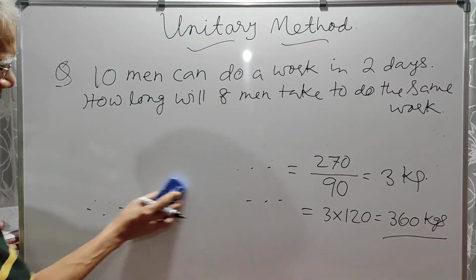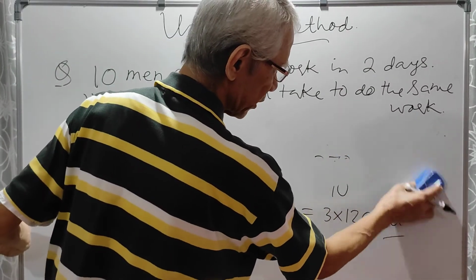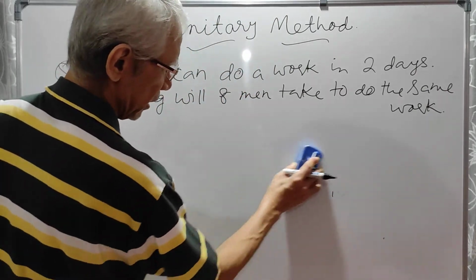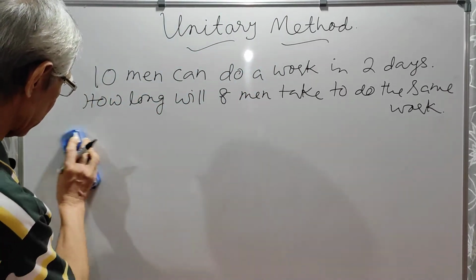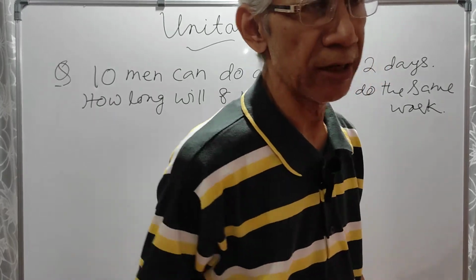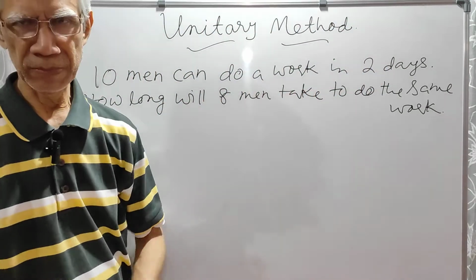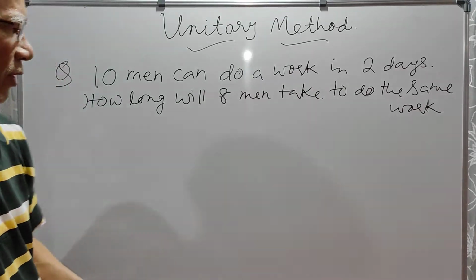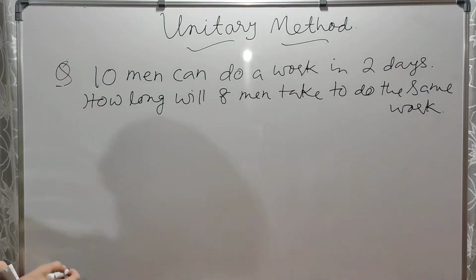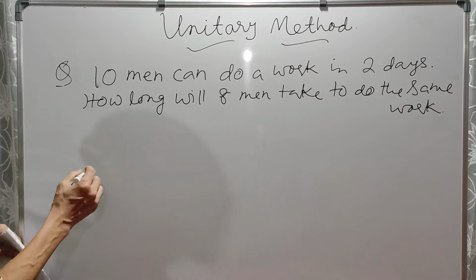So this is a time and work sum. This question is about time and work. Now time and work questions are necessary up to class 10. Up to class 10 maths you require time and work sums. So listen to this carefully. Okay, this is how we do it by the unitary method.